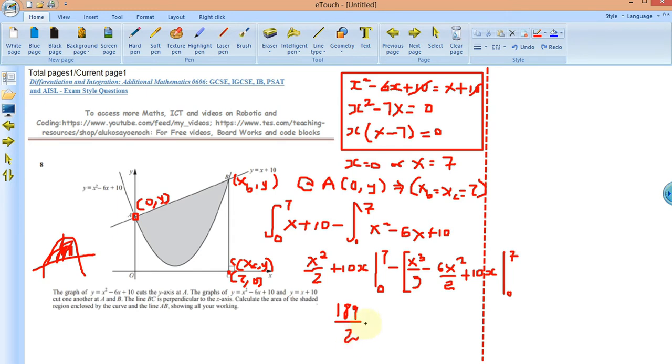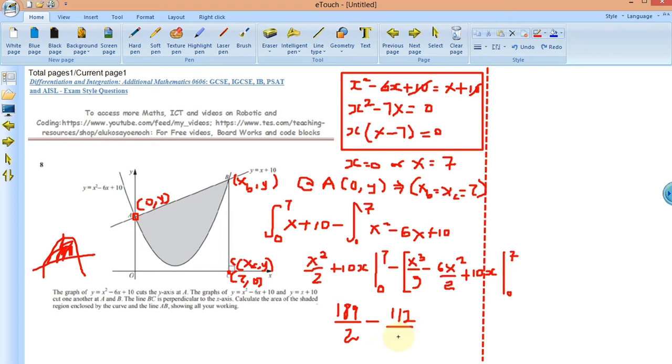Then minus, for the parabola, when it's 7, definitely when it is 0, everything will go to 0 also. So this one, I have 7 raised power 3 divided by 3 minus 6 into 7 squared over 2 plus 10 into 7. So that is 112 over 3. Let me check my calculator very well. 112 over 3. Yeah, cool.